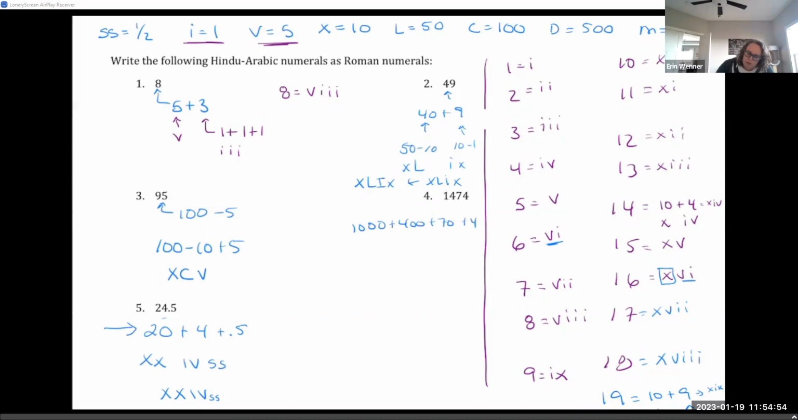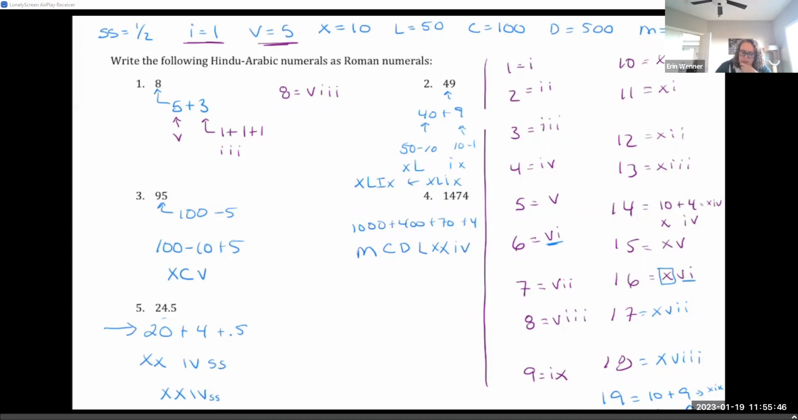So 1,000, we have a Roman numeral exactly for 1,000. That's the letter M, excuse me. 400. Well, 400, we would think, okay, well, that's 4 hundreds together. But remember, that's 4 in a row, which we can't have. So we have to do 3 of them. And then after we do 3, then we think, oh, we have to subtract. So C and D, C is 100, D is 500. We would want to subtract 100 from 500 to get that 400. So we'd have MCD, because that's what equals 400. 70 is going to be 50 plus 20, so LXX. And then the number 4, as we know, is IV.